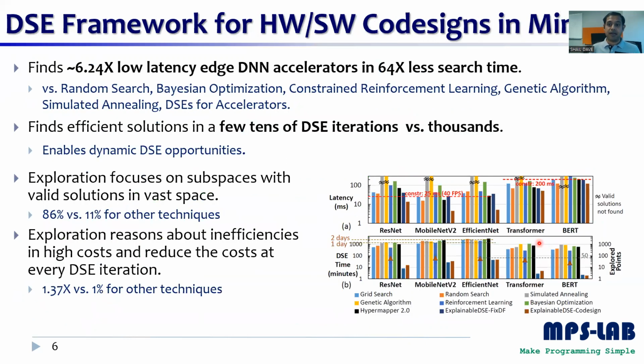Our DSE framework can effectively do hardware-software co-designs, and so it can find order of magnitude more efficient solutions. And it does so in minutes instead of taking days. And here there are two key insights. One is that it focuses more on finding valid solutions in the vast space. And second, it strives to improve the objective at every iteration by removing bottlenecks behind high costs. So it can achieve efficient solutions quickly.